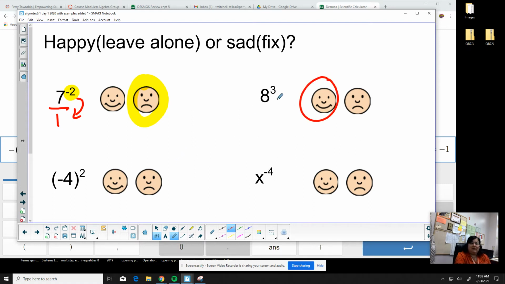I could just stick that in the calculator. Hey, this one's happy where it is. It has a positive exponent. It's happy. I could just stick it in the calculator. And this last one is unhappy. It has a negative exponent. So I would have to move it to the opposite part of the fraction, which is on the bottom. And then it would make it happy down there.